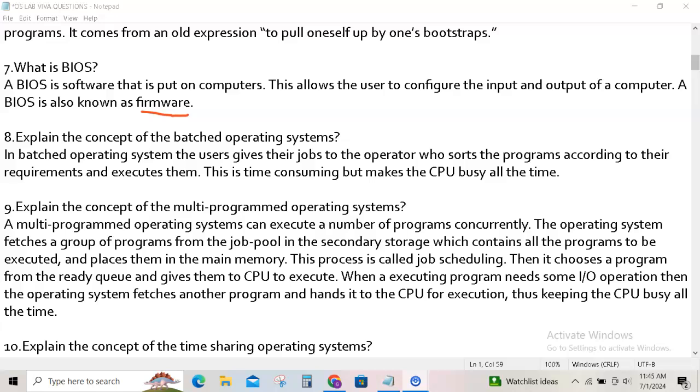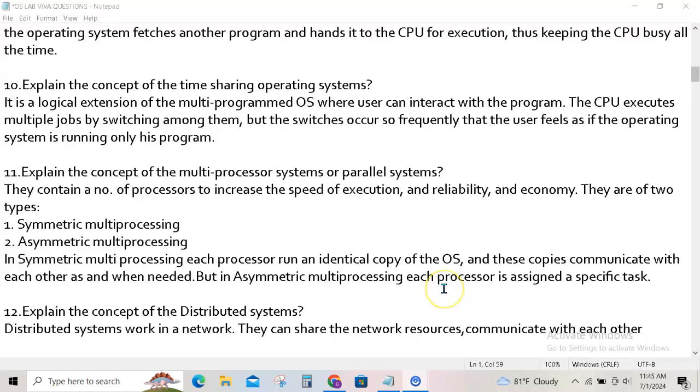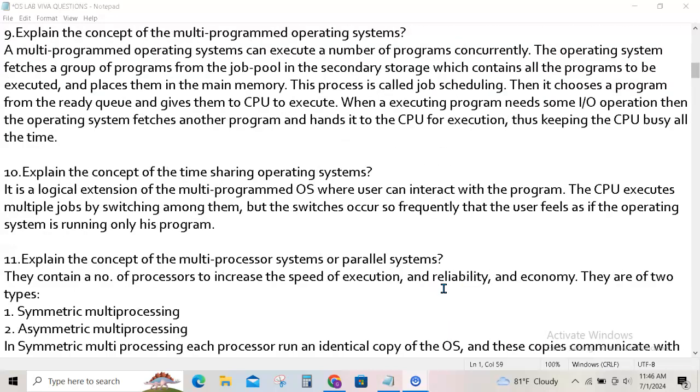Next, explain the concept of time-shared operating system. What is a time-shared operating system? Time-shared operating systems are those systems in which the user can interact with the program. Here, the CPU would execute multiple jobs, switching from one process to another so frequently that the user would feel as if the operating system is running only his program. Here, time is shared equally among various processes.